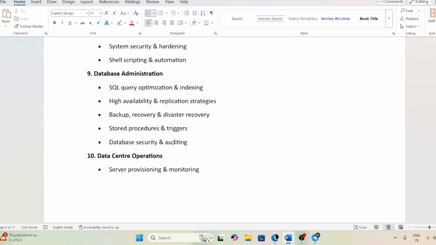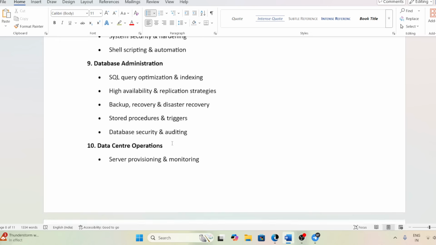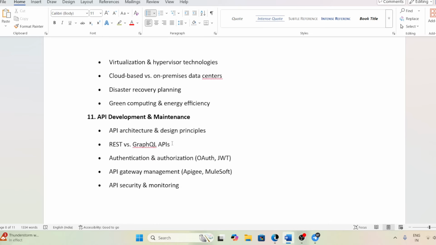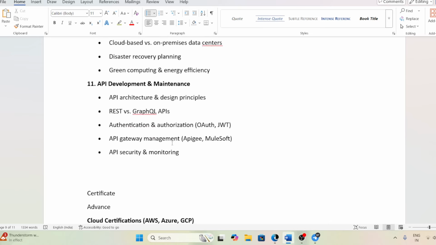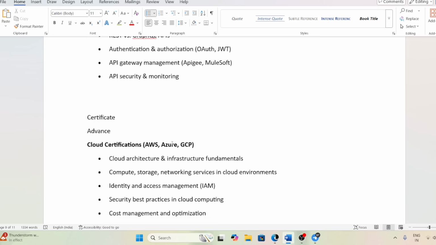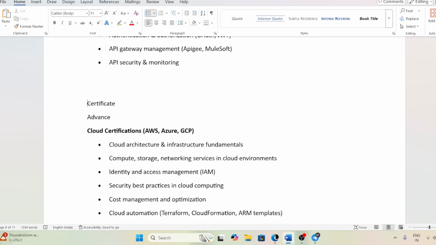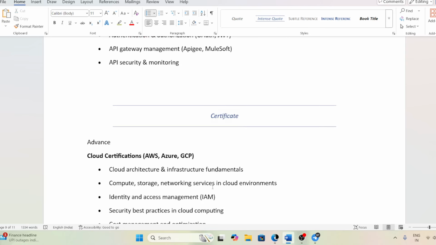In that, we have backup recovery, disaster recovery, data center operation, virtualization, hypervisor, API development, and maintenance. In that, API security and monitoring. Now, some students have done certifications also, so from here we can also expect some questions. But this is the advanced part. You don't have to focus very much, but if you have the time, you can focus on the certification part also.